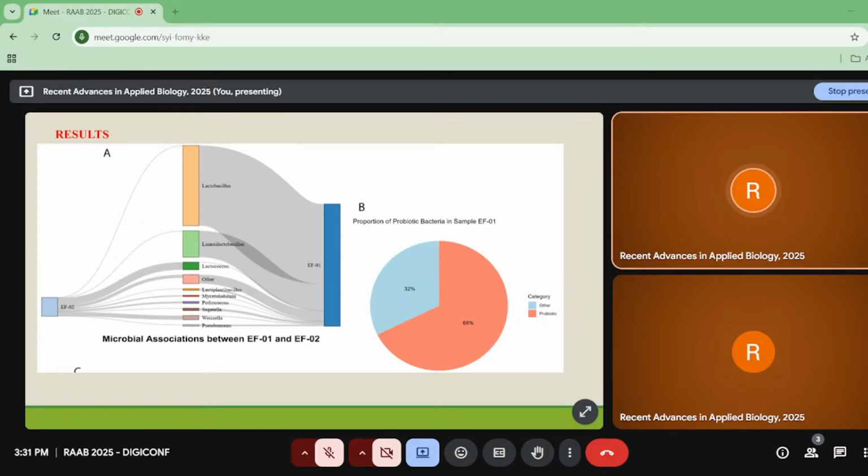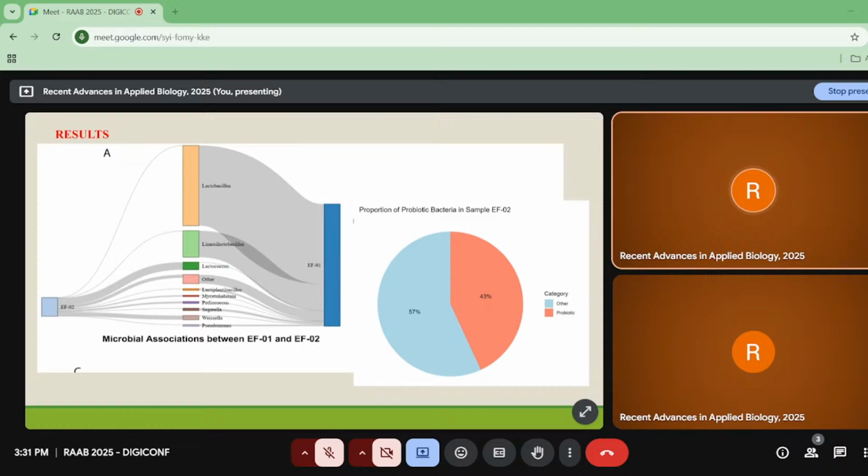Then you can see in EF1 the number of probiotic and other bacteria. Yes, you can see the probiotic bacteria are in very adequate number. Similarly for EF2, you can see the probiotic is a little bit lesser than the others because this is the starter cake, not the final product.